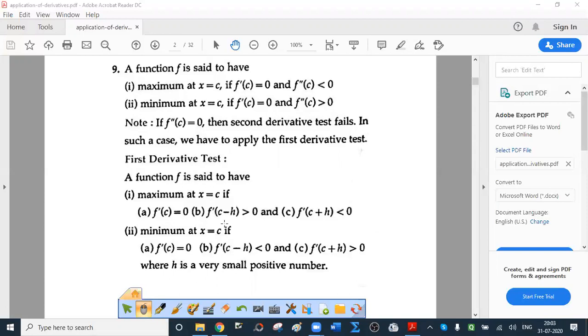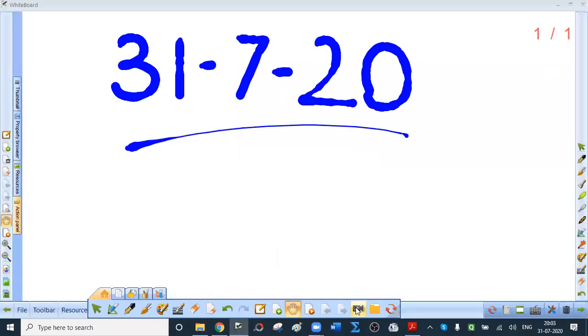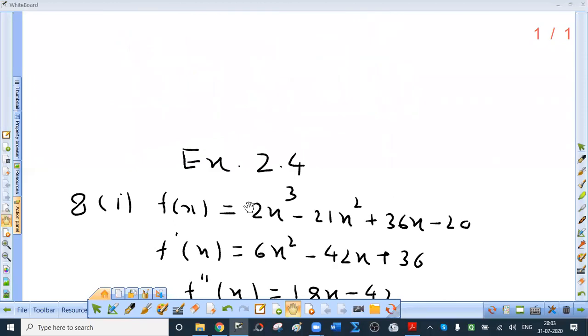In exam, we are going to use second derivative test only because, as I said, we can apply it easily. But for the first sum, we will be using both the tests, first derivative as well as second derivative test. So we start with sum number 8, first part.